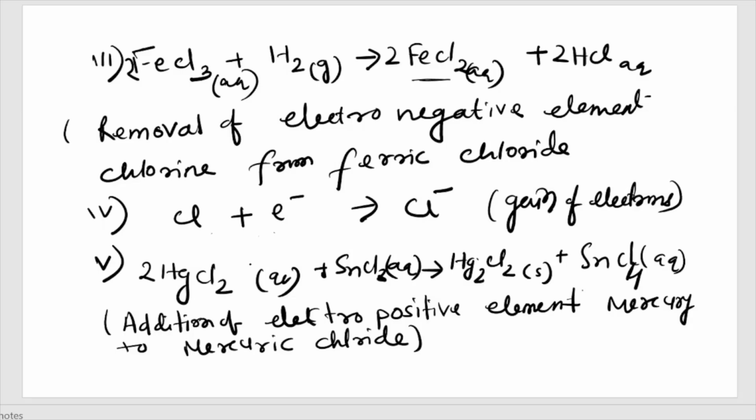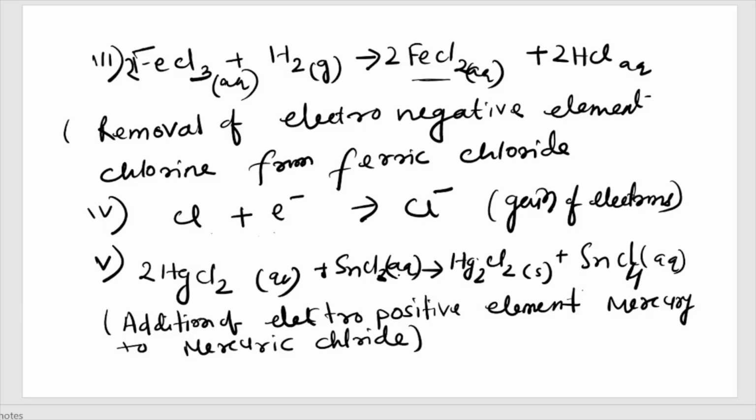And the last one, HgCl2. See how many? HgCl2 plus SnCl2 changes to Hg2Cl2 and SnCl4. Addition of electropositive element mercury. So in this reaction you can observe on the reactant side 1 mercury and on the product side there are 2 mercury. Addition of electropositive element. Which one is this? This is mercury. To what is it changing? The changing state is mercury chloride.